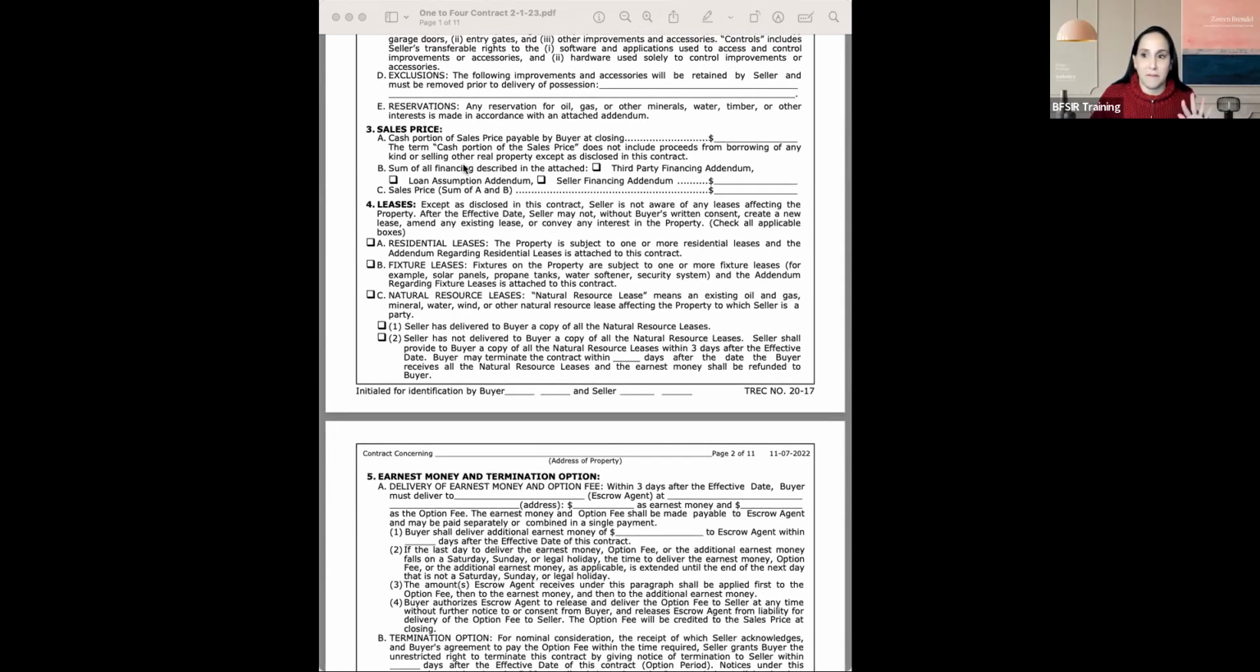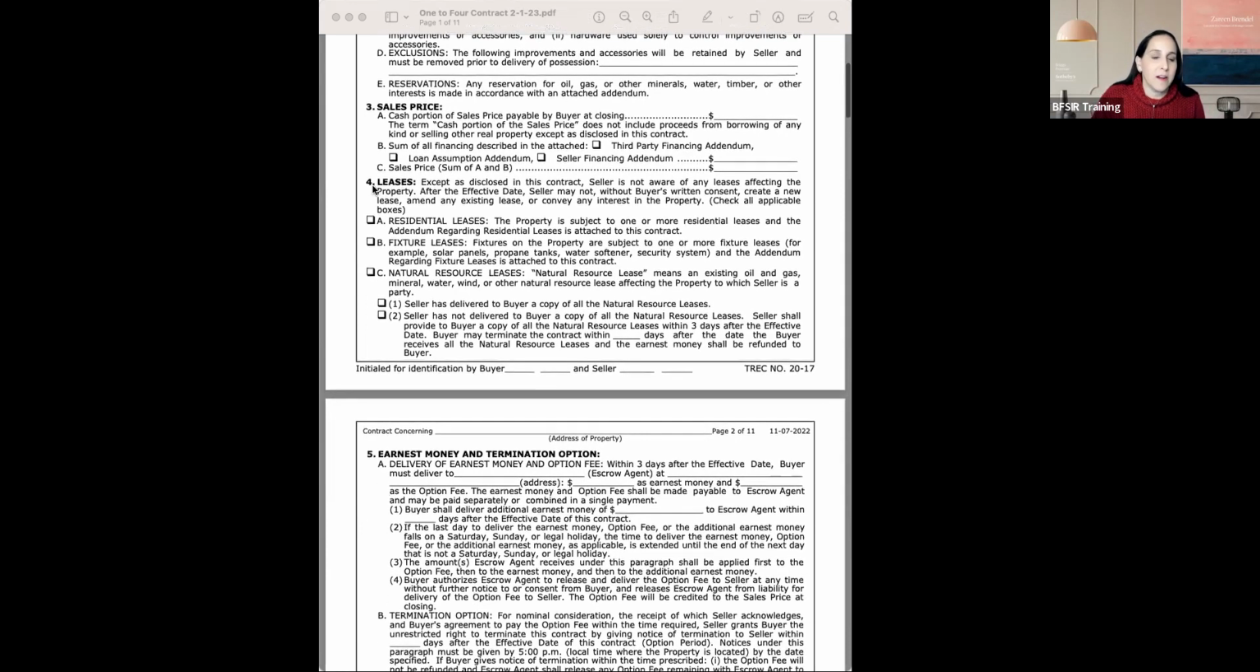Okay, so that's our first change. Then paragraph 4 is leases. This was new in the past couple of years. Except as disclosed in the contract, seller's not aware of any leases affecting the property. After the effective date, seller may not, without buyer's written consent, create a new lease, amend an existing lease, or convey any interest in the property.